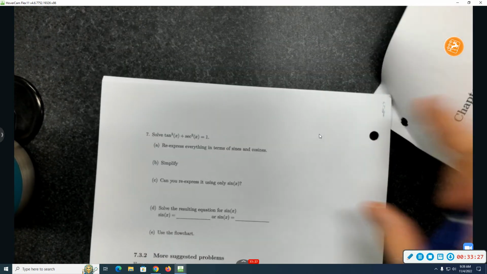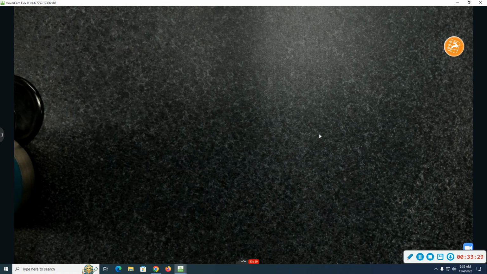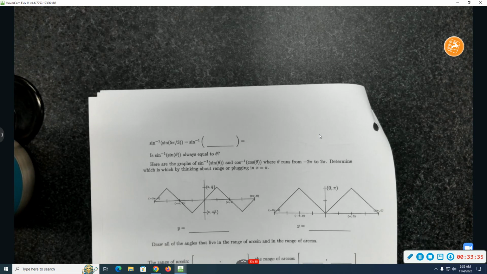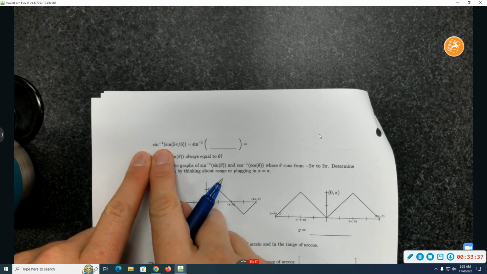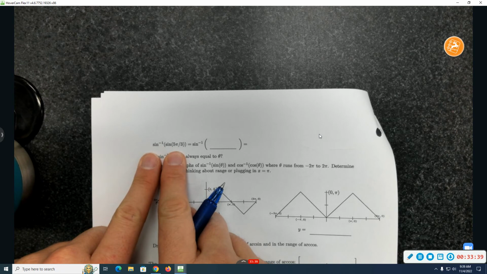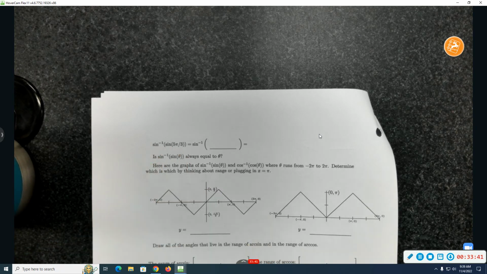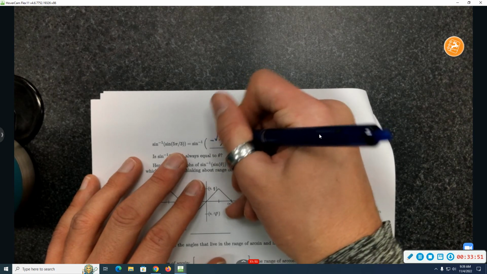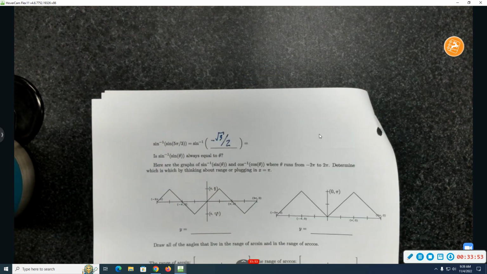In fact, we can get the graphs in general, but let's try to do one more computation. Let's try to compute inverse sine of the sine of 5 pi over 3. So, following the same pattern, what's the sine of 5 pi over 3? Negative root 3 over 2. What's the inverse sine of negative root 3 over 2?